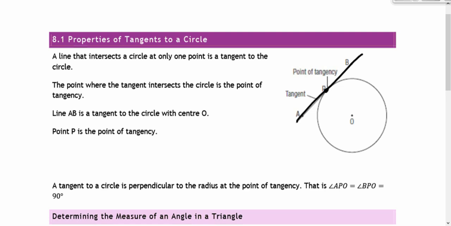The point where the tangent intersects the circle is the point of tangency, so this little point P here. This line AB is tangent to the circle with our center O, and point P is our point of tangency. A tangent to the circle is perpendicular to the radius at the point of tangency. That creates us a right angle. This is super important for what we're doing down the road here.